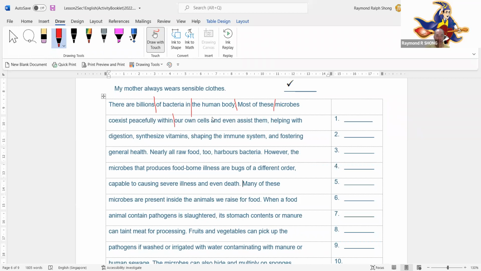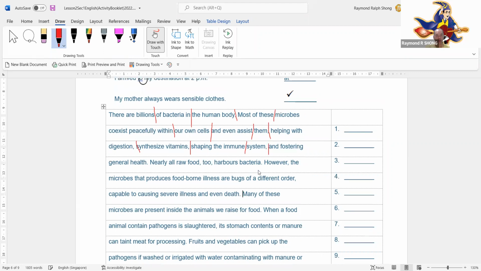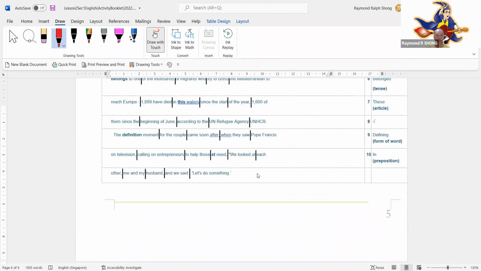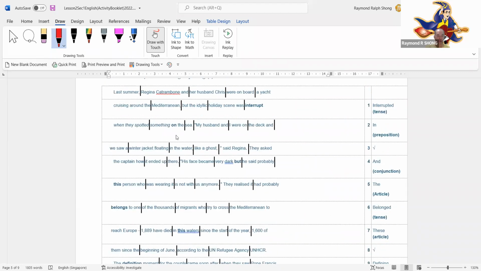1, 2, 3, cut. 1, 2, 3, cut. Then what about this comma here? Once you see a comma, a full stop, or any punctuation, you don't care, you cut. Then this one comma, also cut. This one comma, also cut. 1, 2, 3, cut. Then this one cut. The reason when you do this, you see, when you cut the words, you can identify the mistake.